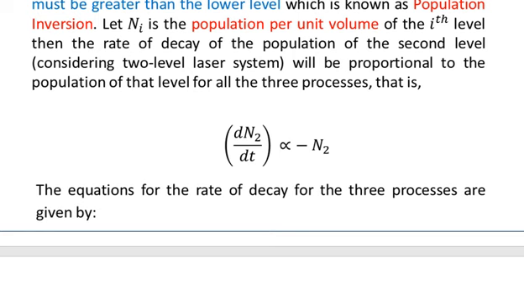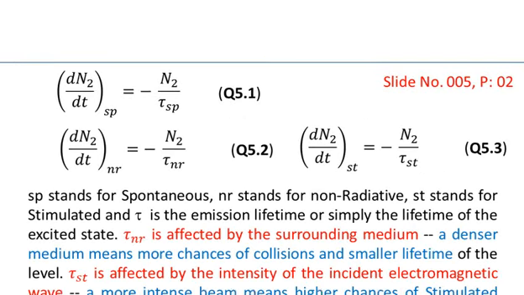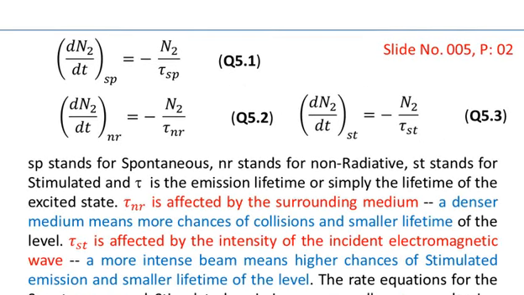The equation for the rate of decay of the three processes can now be given by converting the proportionality sign into the equality sign. For example, dN2 over dt for the spontaneous emission process is equal to minus N2 over tau Sp, where Sp stands for spontaneous emission, given in equation number 5.1. Then we have dN2 over dt for the non-radiative decay equal to minus N2 over tau Nr, where tau Nr is for the non-radiative decay, in equation number 5.2.